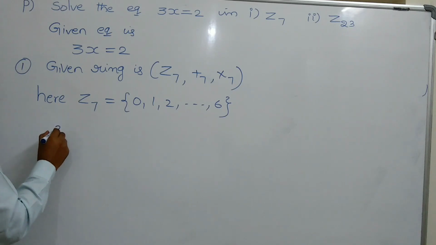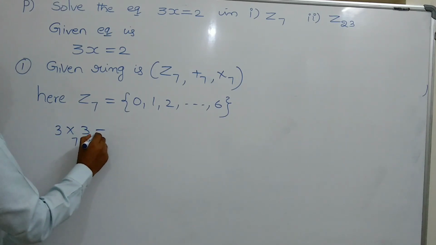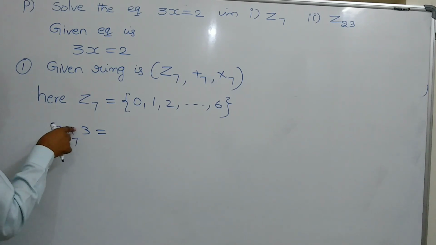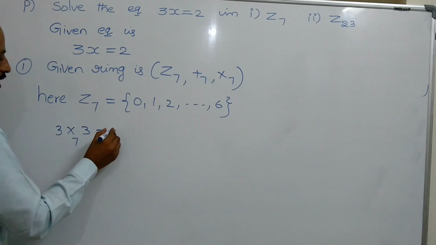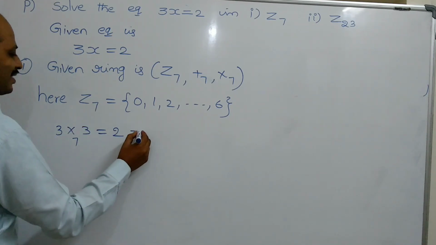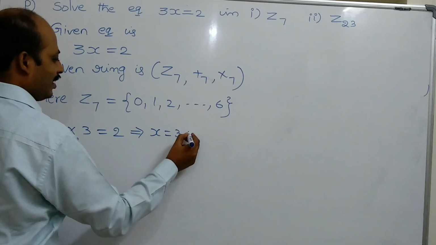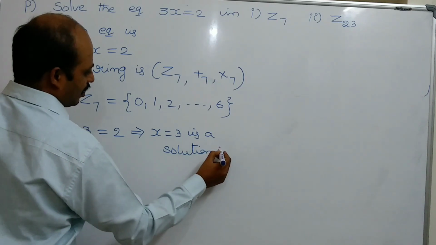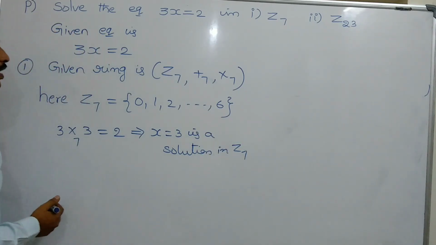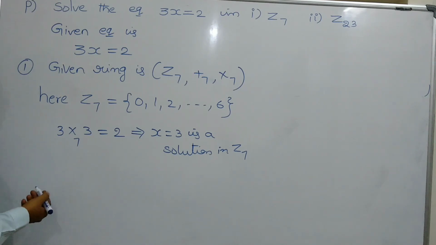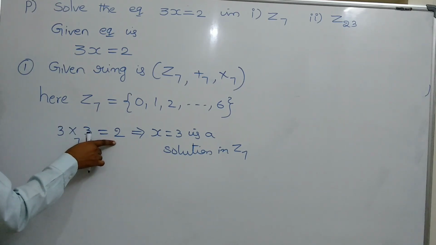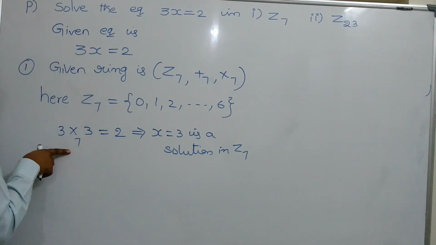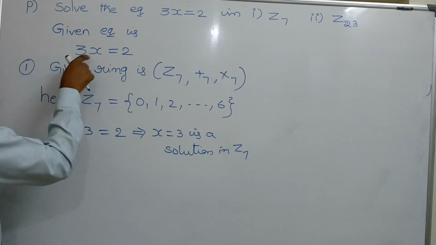3 into 3, multiplication modulo 7. You observe that 3 into 3 is 9. Divided by 7, you get the remainder 2. So x is equal to 3 is a solution in Z7. You verify the remaining also, but you must get remainder 2. 4 3s are 12, not matching. 5 3s are 15.